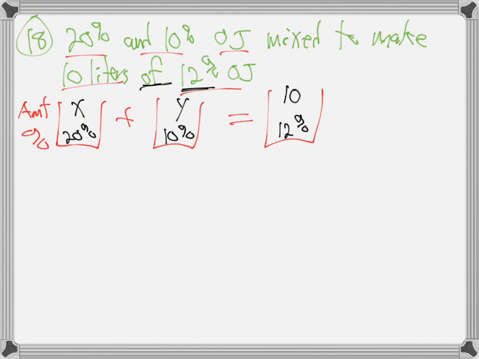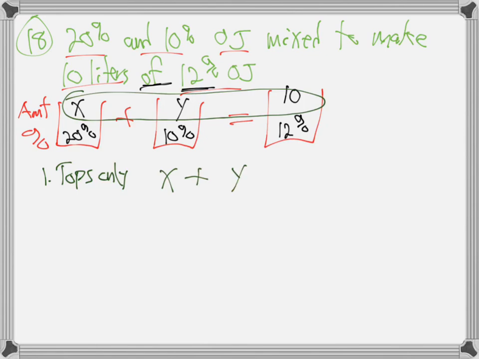Okay, so that's a nice drawing, but I need 2 equations, don't I? So how do I get my 2 equations out of that? Do you remember? So number 1 comes from the tops only. Just right across the top. X plus Y is 10. The second equation comes from multiplying top and bottom. So 20 times X.